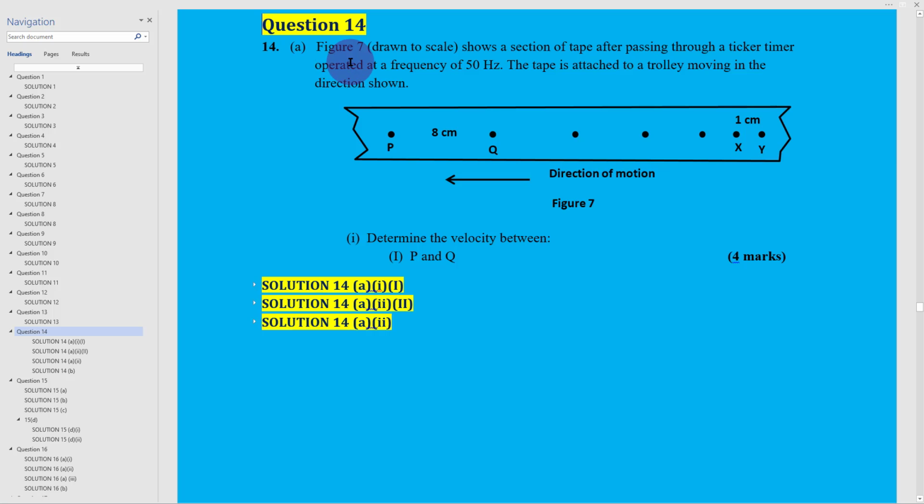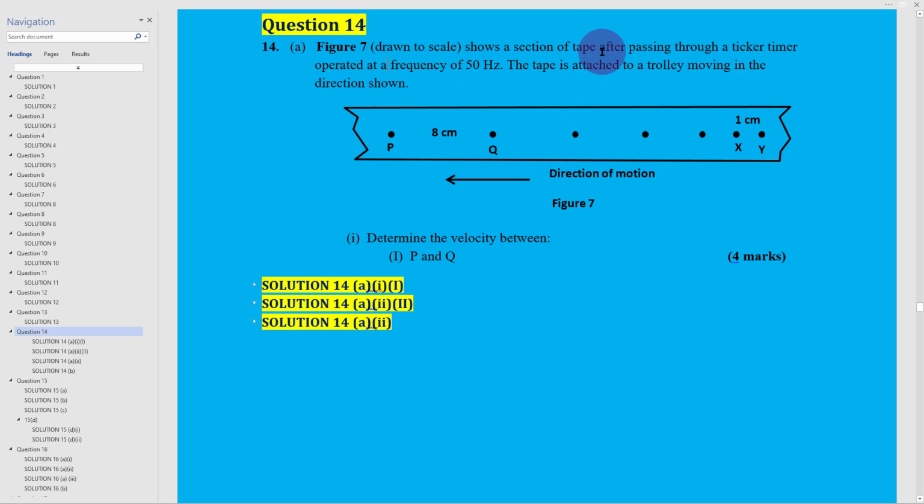In question 14, we are given this ticker tape here. Figure 7, it is drawn to scale. But because I could not do that, what I did is to give you distances here. After all, what is required is for you to know the method of how you can go about calculating the acceleration of the object.